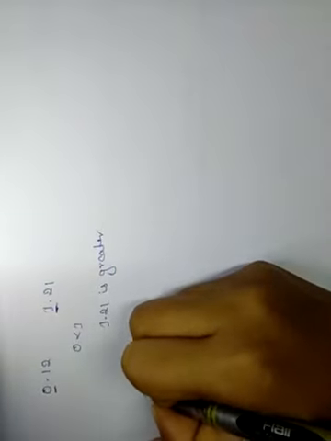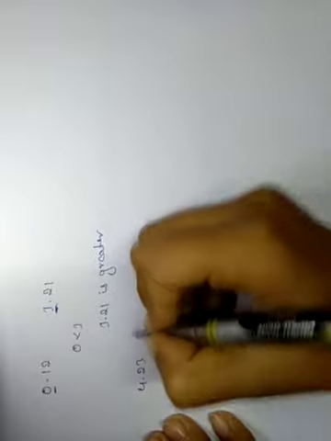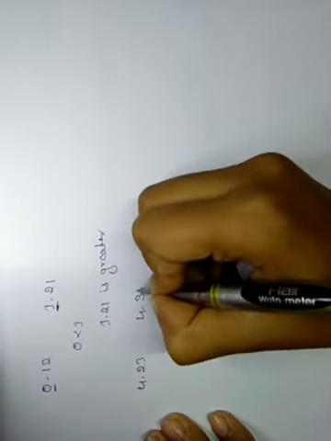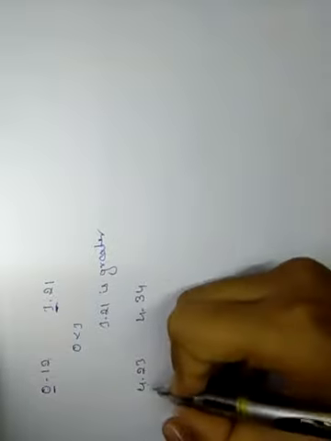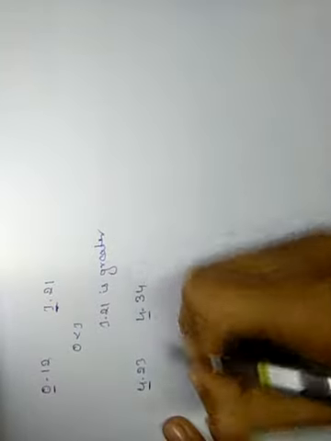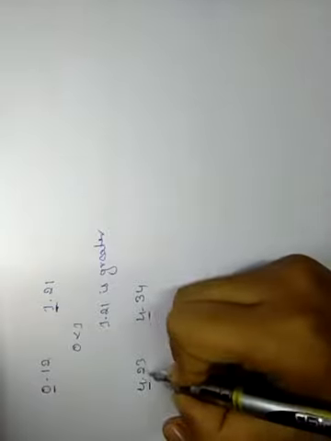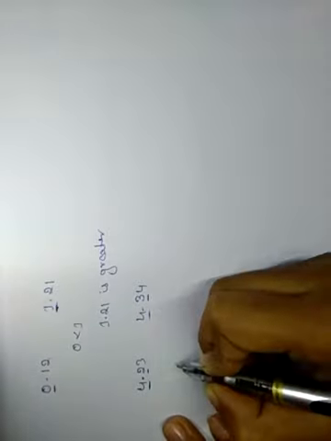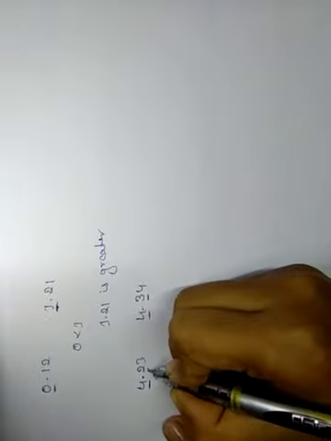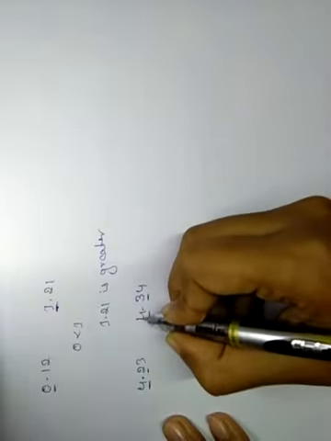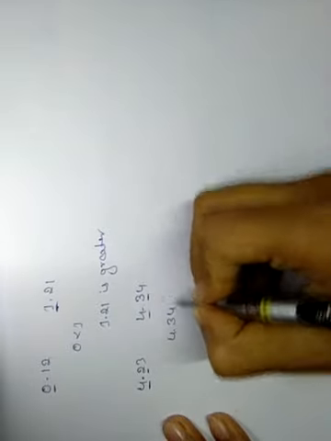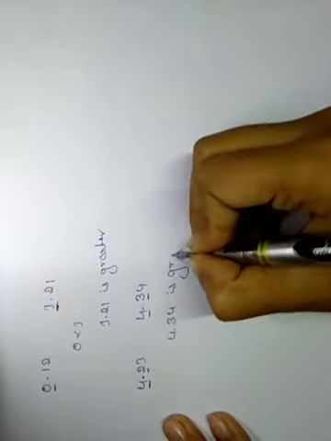Second one, 4.23 and 4.34. Here 4, and here also it is 4. And after the decimal point, here it is 2, here it is 3, right? Here 3 is greater than 2. So we can say that 4.34 is greater.